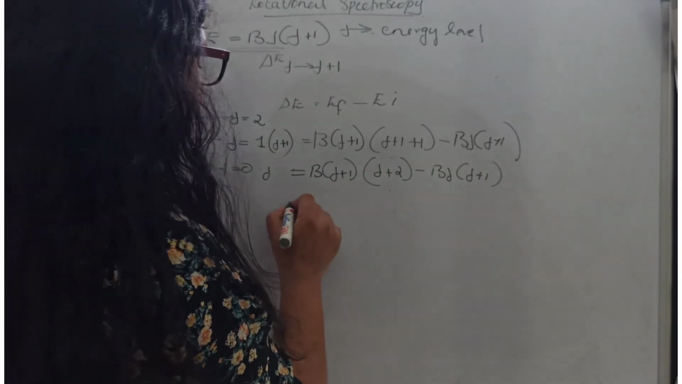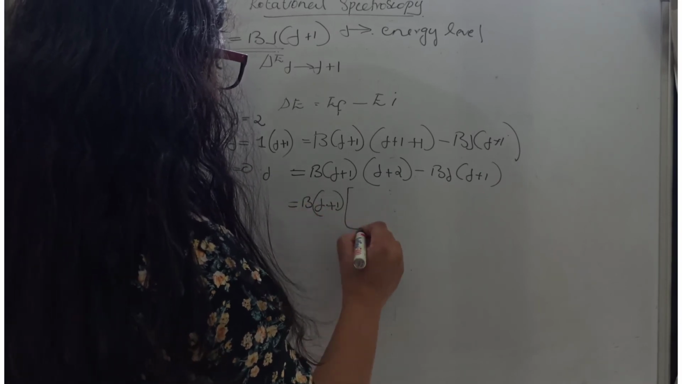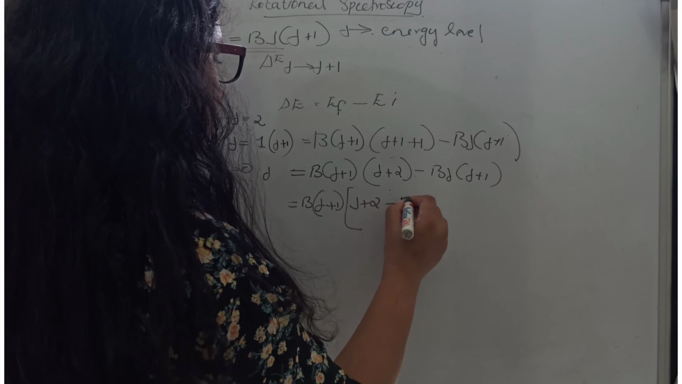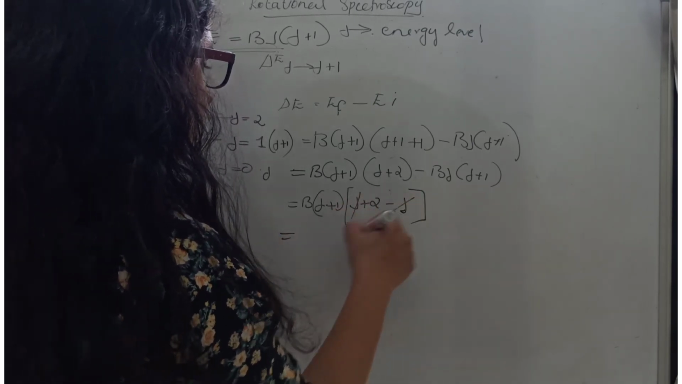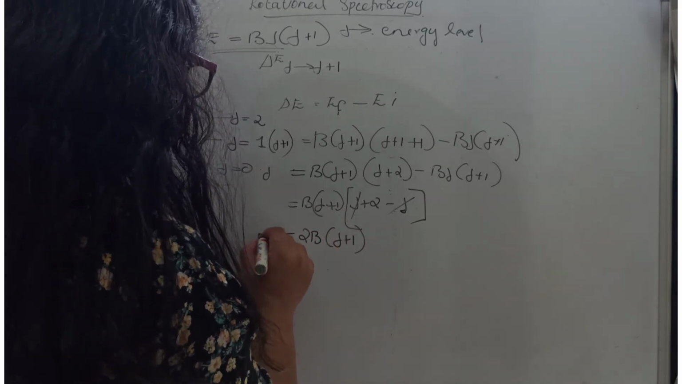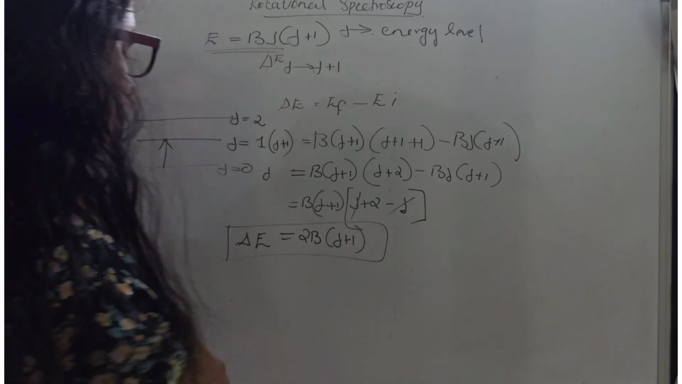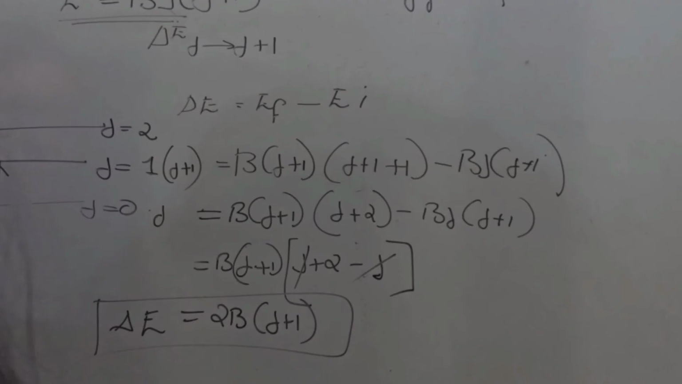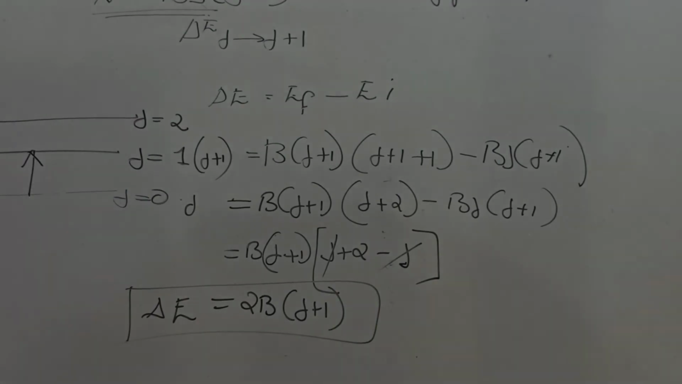B into J plus 1 is common, so you can take it out. So it is J plus 2 minus J. Now J cancels out, giving 2B into J plus 1. This is the energy level difference between two rotational levels. The problems we will do at the end of rotational spectroscopy. Thank you for watching, and we will meet in the next class.